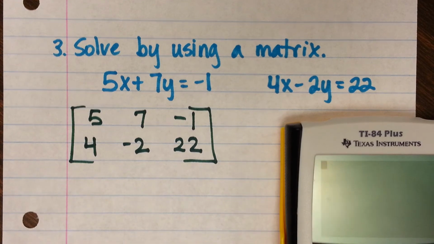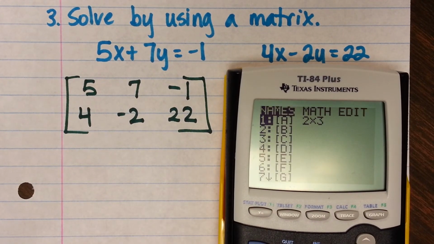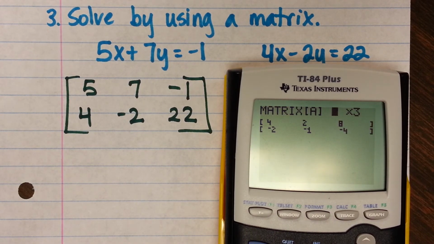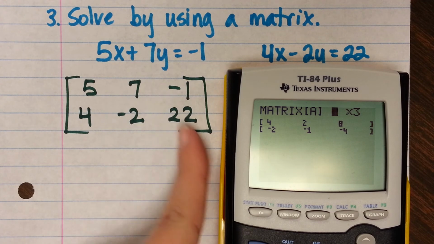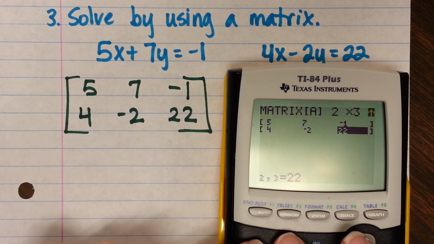Once I have my matrix, I go and set it up in my calculator. Remember, I go to second matrix, over to edit, I choose option 1. This has 2 rows and 3 columns, so it's a 2 by 3. The numbers I'm going to enter are 5, then I hit enter, 7, enter, negative 1, enter, 4, enter, negative 2, enter, 22, enter. Double check the numbers to make sure they're right. And then we quit out of it.